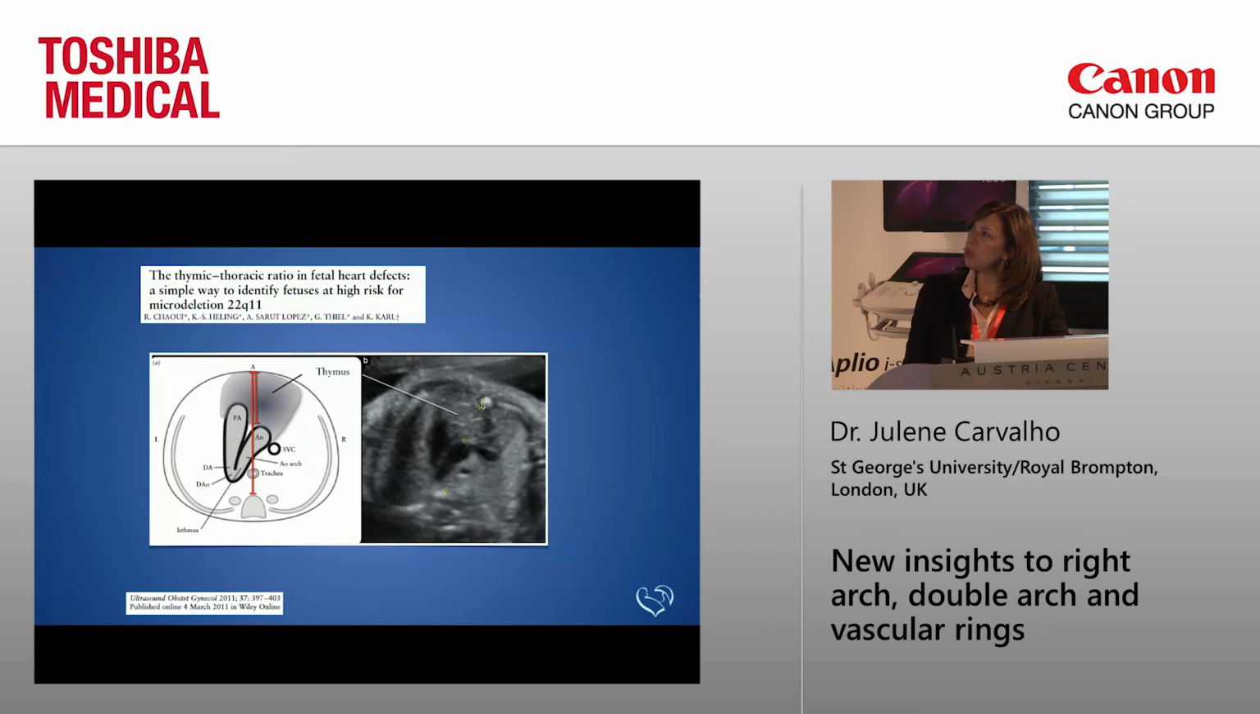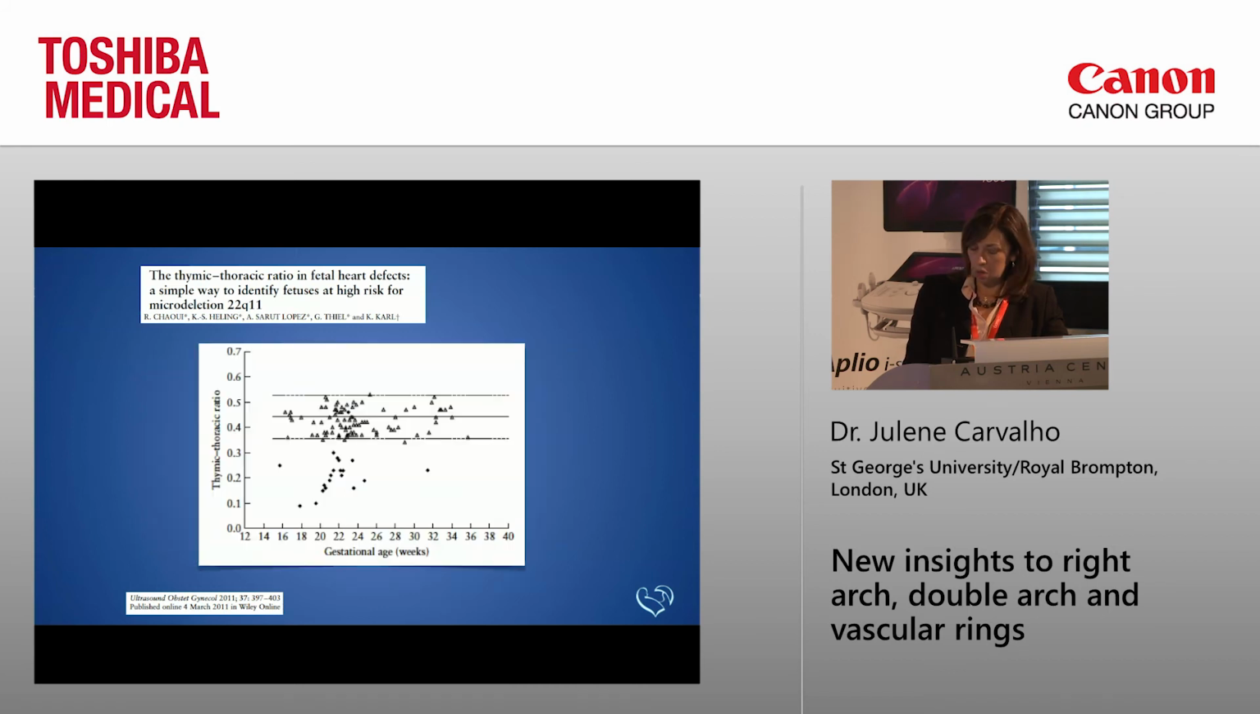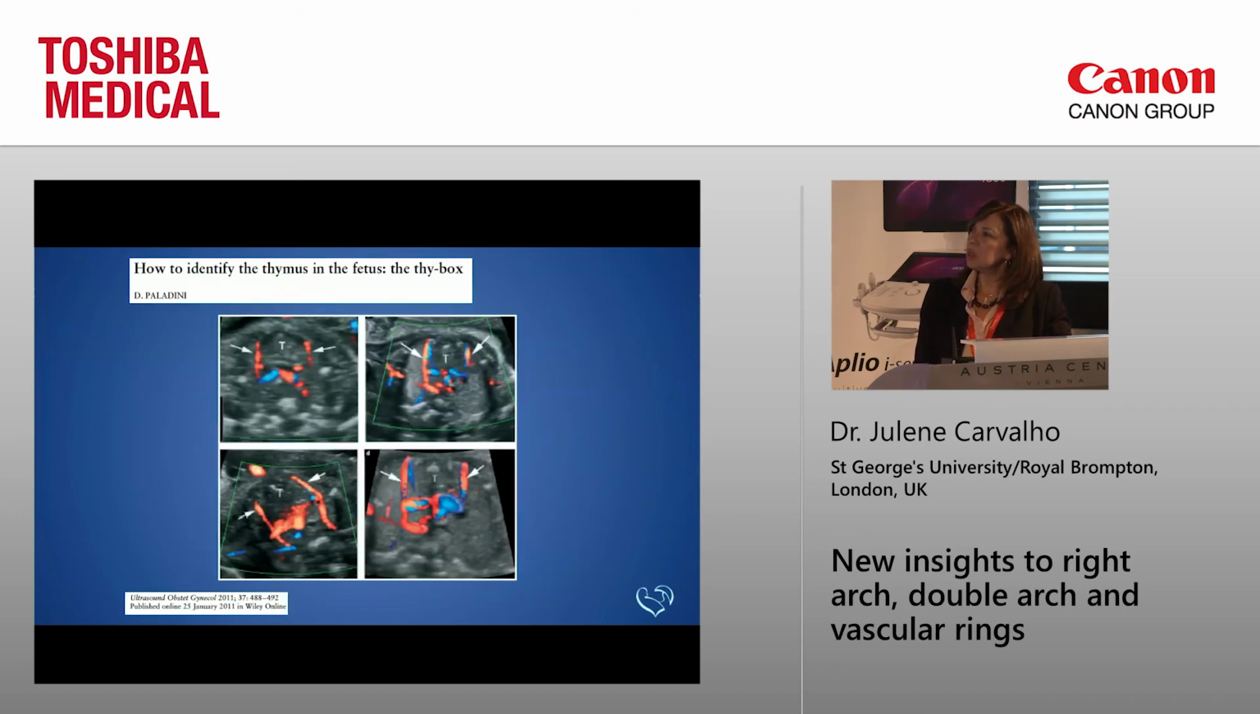He calculated a ratio of the thymus, from the sternum until the anterior part of the aorta, in relation to the whole chest, and there's a nice graph. As a rule of thumb, that ratio is about 0.45, so from 0.35 to 0.55. So this is published in the ISUOG. These are normal fetuses, and these are fetuses that had 22q11 with a hypoplasia of the thymus or an absent thymus.